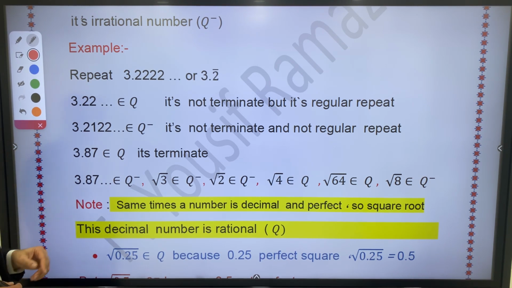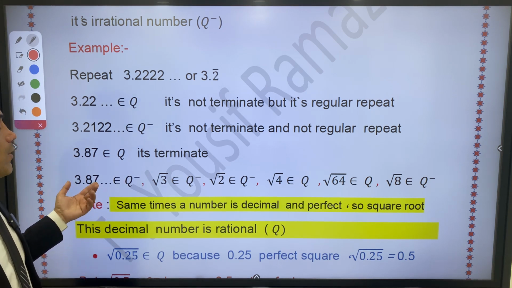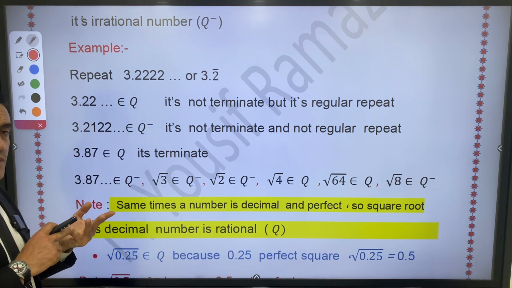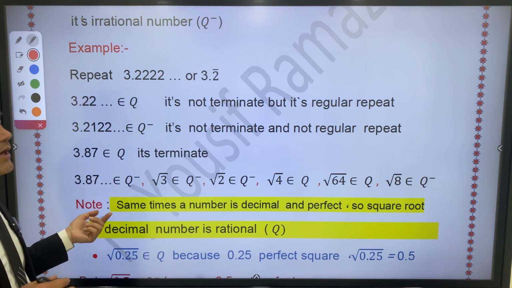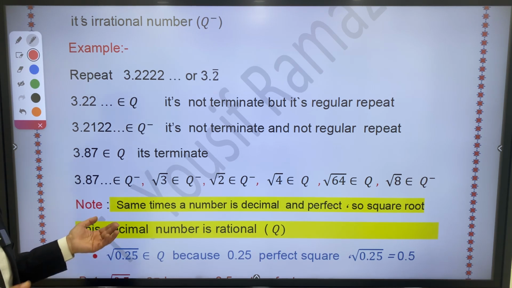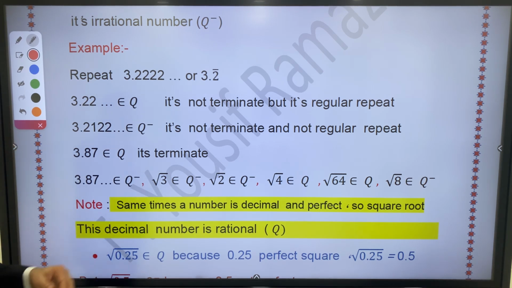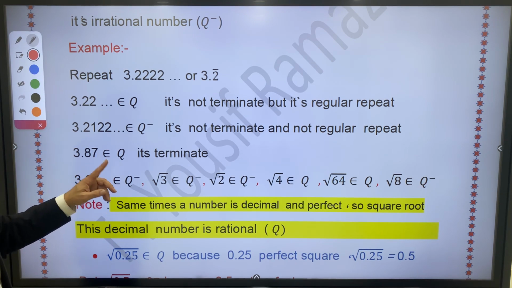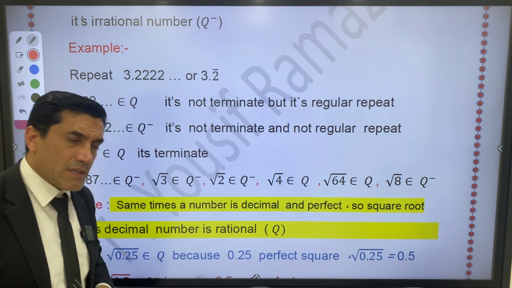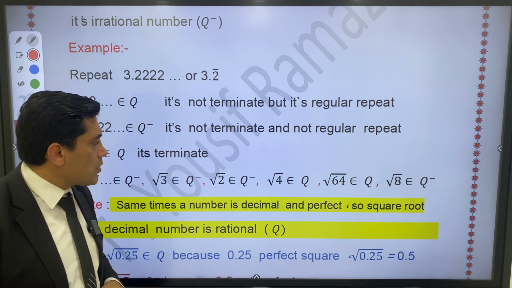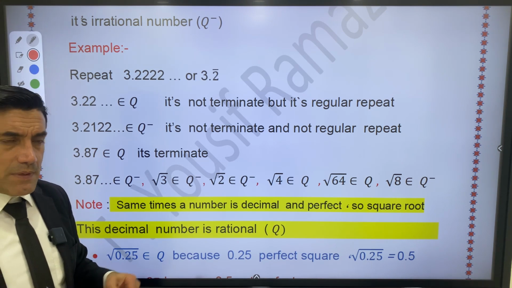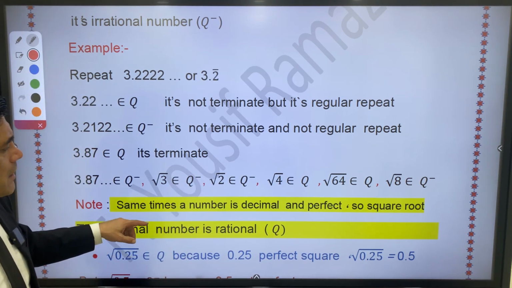But 3.87 and then 3 points is an irrational number. Why is it irrational? Because it does not terminate. Why not terminate? Because you have 3 points and it is not a regular repeat. Why not a regular repeat? Because you have 8 and 7, which are not the same number. So it is an irrational number. Radical 3 is also an irrational number because 3 is not a perfect number. Square root of 2 belongs to the irrational numbers. I explained about radicals.